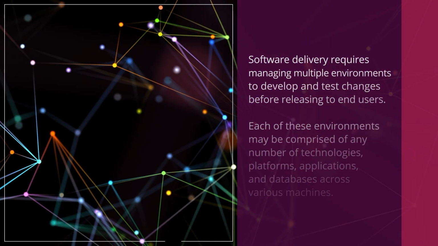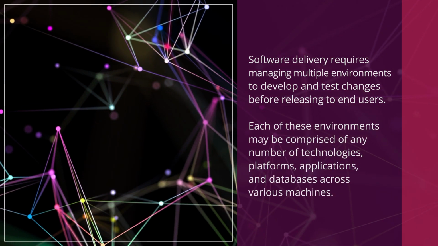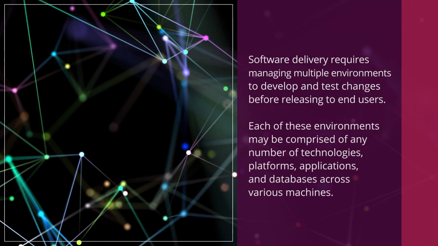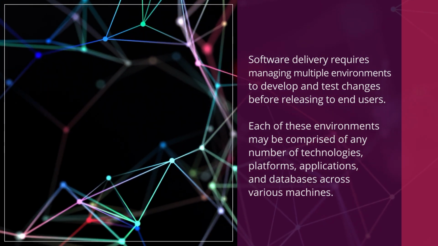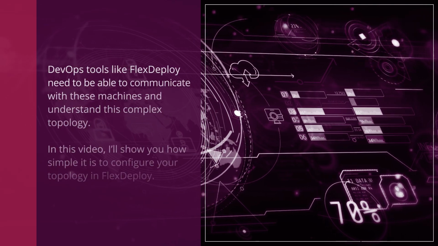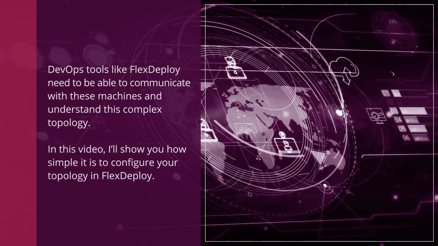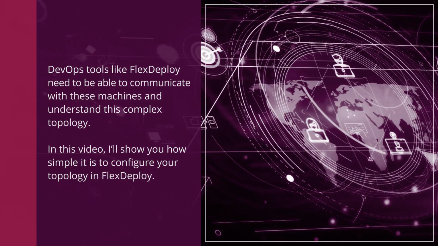Software delivery requires managing multiple environments in order to develop and test changes before releasing to end users. Each of these environments may be comprised of any number of technologies, platforms, applications, and databases across various machines. DevOps tools like FlexDeploy need to be able to communicate with these machines and understand this complex topology. In this video, I'll show you how simple it is to configure your topology in FlexDeploy.